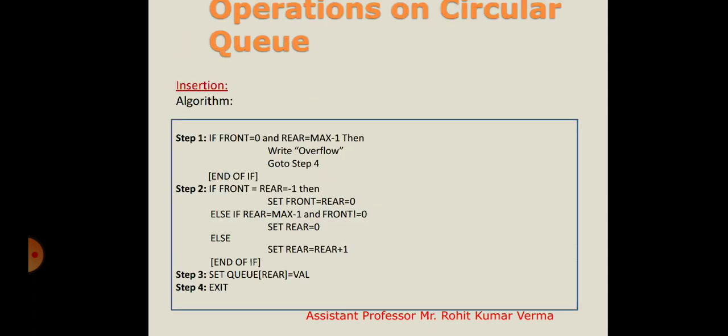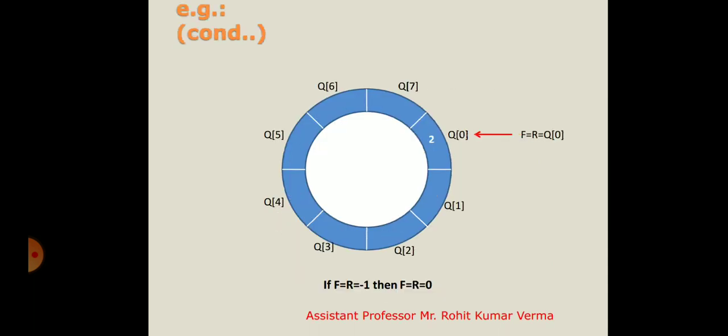Now second thing, suppose our rear is equal to max minus 1, but our front is not equal to 0. What is the second part? Our rear is at the last location, but our front is not at the first location. In that case, we are making our rear pointer at 0th position. How? You can see in this image.